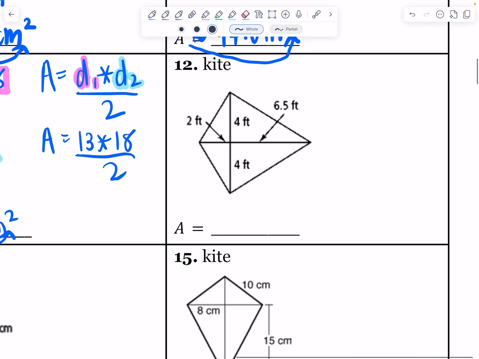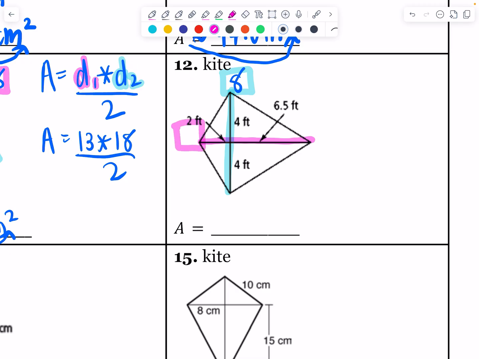All right, kite again. So let's get our fancy diagonals. Let's get our fancy toothpick flag. So that one crossed 4 and 4, which is 8. This one crossed, let's see, this one crossed 2 and 6.5. So that flag would read 8.5. 2 plus 6.5 is 8.5.